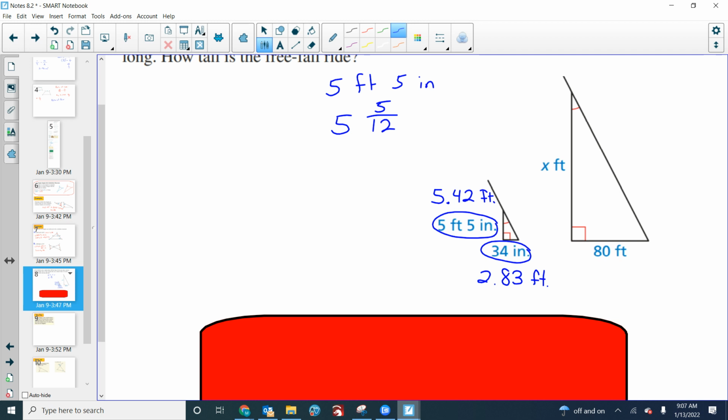There's a bunch of ways to do this. I'm going to call in someone who's willing to help me out. Who can set up a proportion quickly for us? McKenna's got her hand up. Well, I'll give it a try, but I'm probably not going to be right. That's the attitude. It would be x to 5.42. That's how I would do it, McKenna. X over 5.42 equals 80 over 2.83. Beautiful, McKenna.